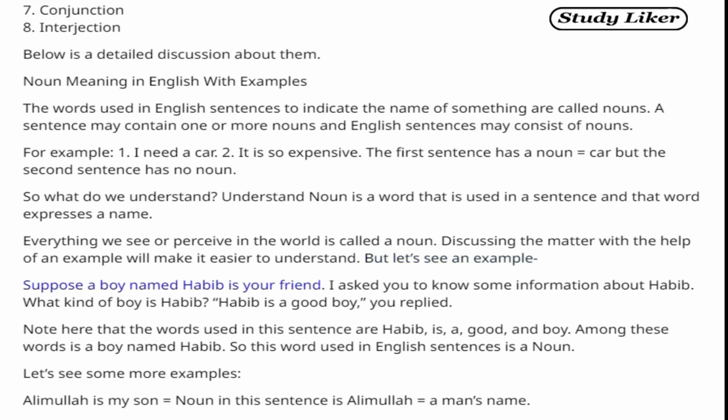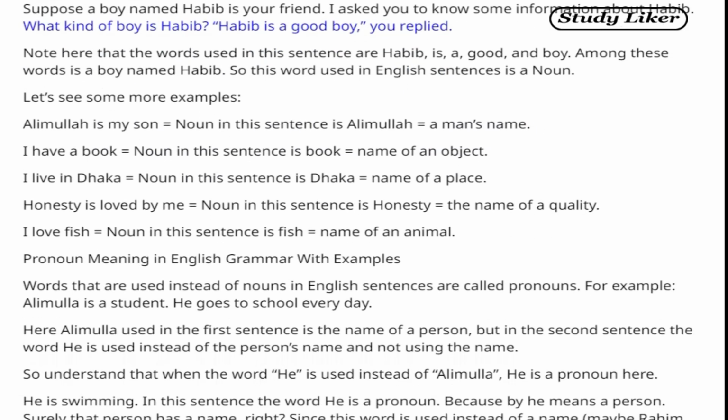Suppose a boy named Habib is your friend. I asked you to know some information about Habib. What kind of boy is Habib? Habib is a good boy, you replied. Note here that the words used in the sentence are Habib, is, a, good, and boy. Among these words is a boy named Habib. So this word used in English sentences is a noun.